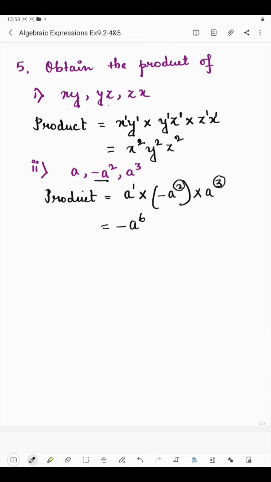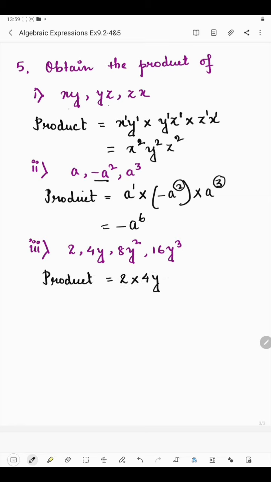Okay, now coming to the third part. Now in the third part we have 2, 4y, 8y square and 16y cube. So we will have to find the product of this. So it will be 2 multiplied by 4y multiplied by 8y square multiplied by 16y cube. Okay, now at first we will multiply the numbers. So 2 4s are 8, 8 8s are 64. Now 64 multiplied by 16.